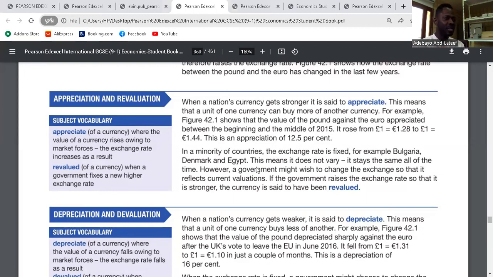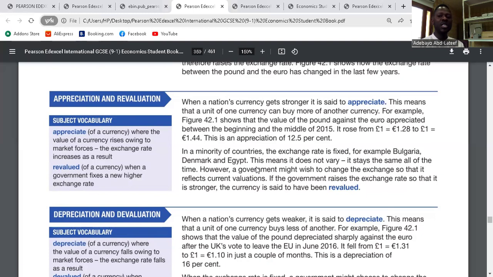If the value of the floating exchange rate increases, that means the local currency will buy more of the foreign currency. That is appreciation. Clear? In a minority of countries, the exchange rate is fixed, for example Bulgaria, Denmark, and Egypt. This means it does not vary. It stays the same all of the time.